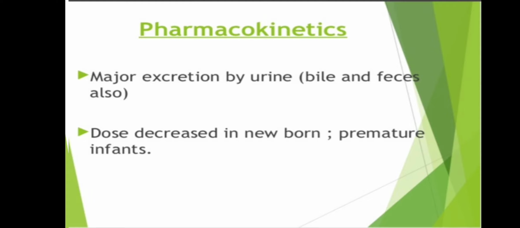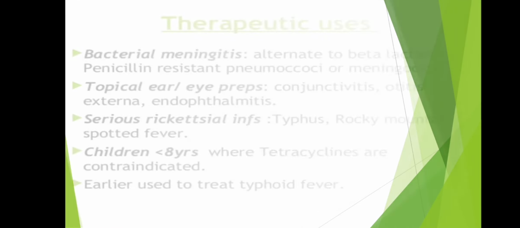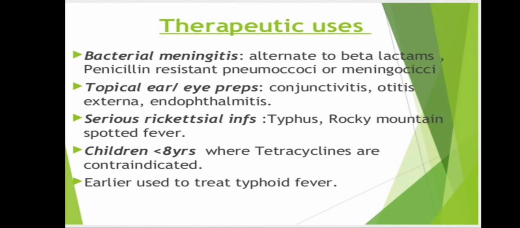Dose is decreased in newborns, premature infants and infants. In newborns the dose is very much decreased, and in premature infants also. Now we'll see its therapeutic uses. It can be used in bacterial meningitis. Second, it can be used in topical ear and eye preparations. Third, in serious rickettsial infections. Fourth, in children more than 8 years where tetracyclines are contraindicated. Then early use to treat typhoid fever.